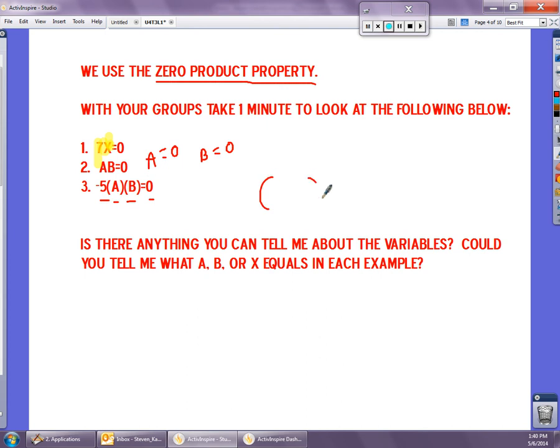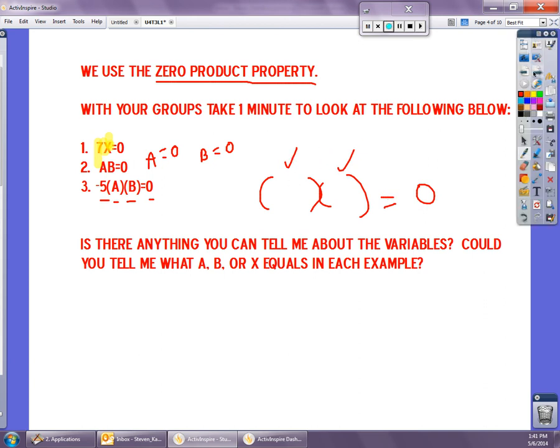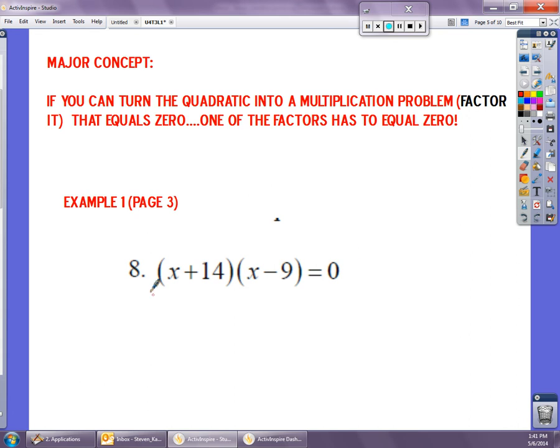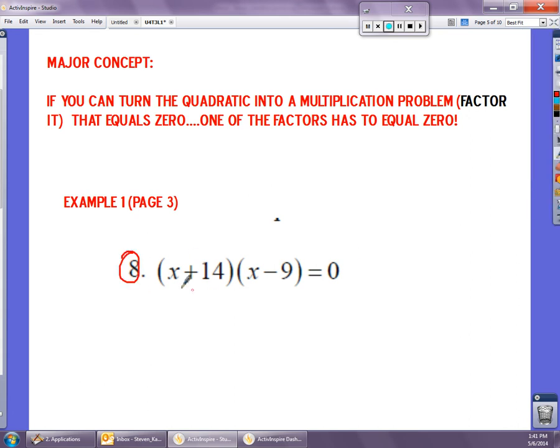It's just saying that if you have a multiplication problem that equals 0, you can set factor 1 and factor 2 equal to 0, because one of these has to be 0. Let me give you two examples of that. Here, you have x plus 14 times x minus 9 equals 0. Well, this is already in factored form. You actually have a multiplication problem, this times this, which equals 0. So one of these two things is going to have to end up being 0.